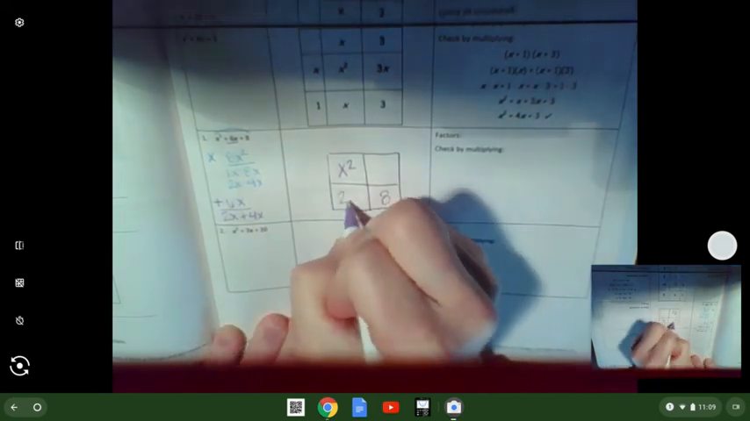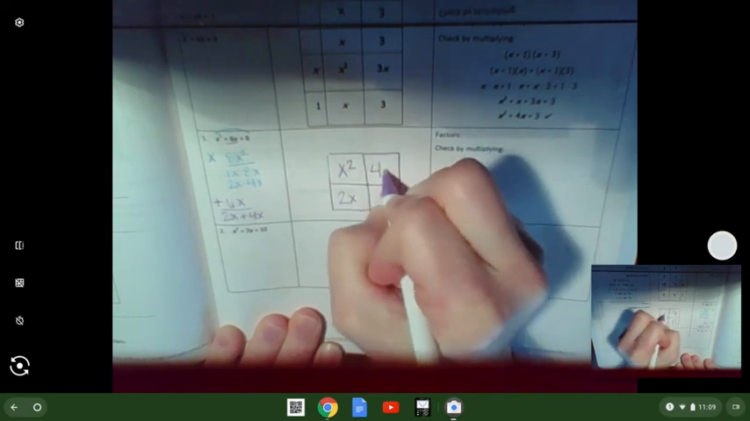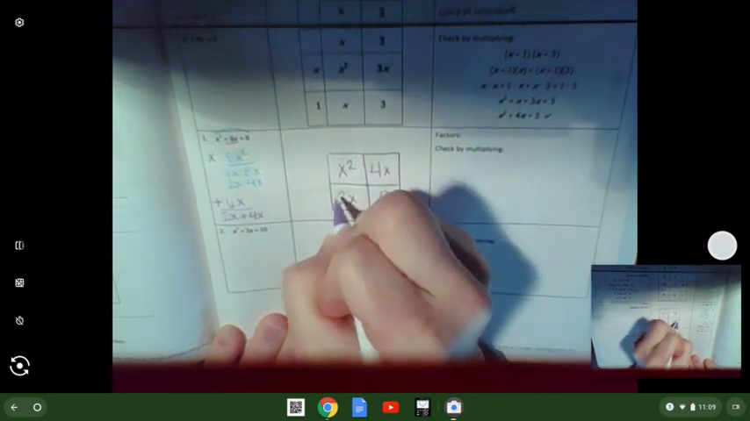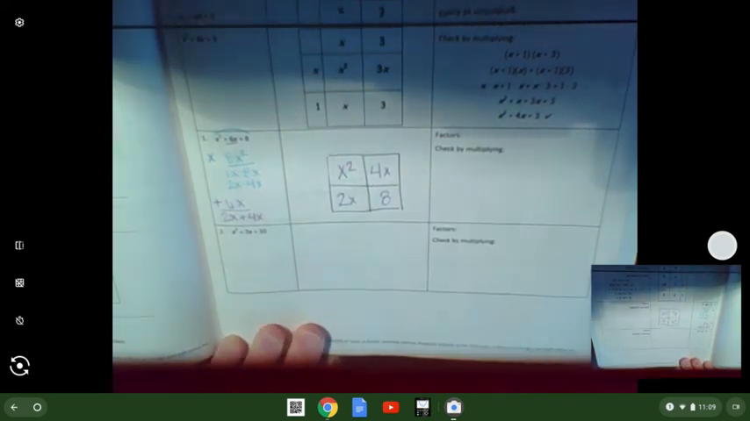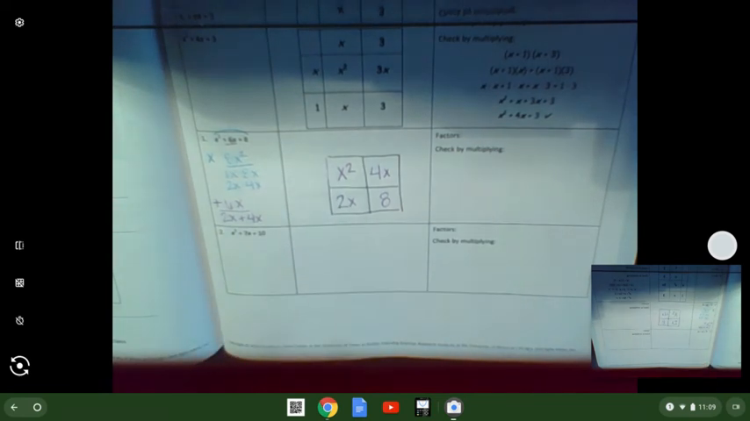So 2x and 4x. And the order does not matter at all. If you wanted to put 2x up here, fantastic. Order does not matter. And now we're going to work backwards. We are going to answer the question, what does each column and each row have in common?